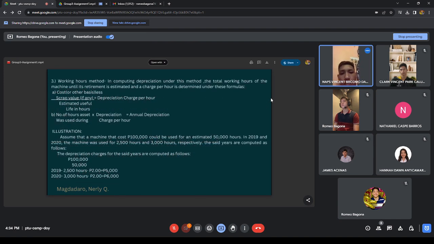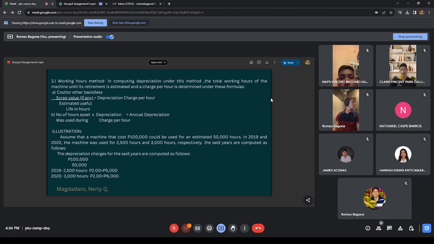Next, we have the working hours method. In computing depreciation under this method, the total working hours of the machine until its retirement is estimated and the charge per hour is determined under these formulas. We have the cost or other basis, less scrap value if there is any, over its estimated useful life in hours, equals depreciation charge per hour. And next, the number of hours the asset was used times the depreciation charge per hour equals annual depreciation.